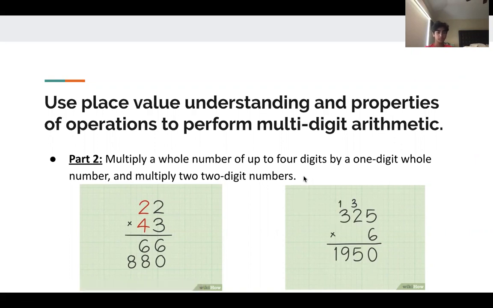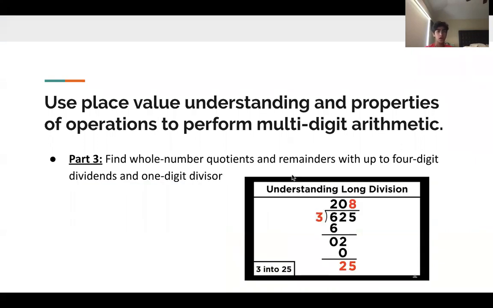Okay, cool. Final slide for today. You have to know how to find whole number quotients and remainders with up to 4-digit dividends and 1-digit divisors, okay? So basically just know how to divide and understand if there's remainders, how to tackle them, which we talked about in the last video, if you want to check that out. But let's look at one more example here.